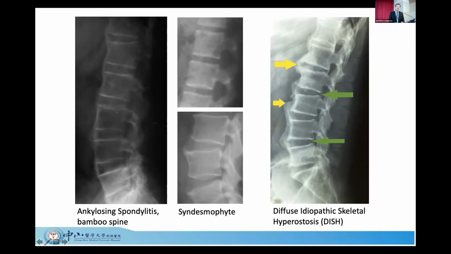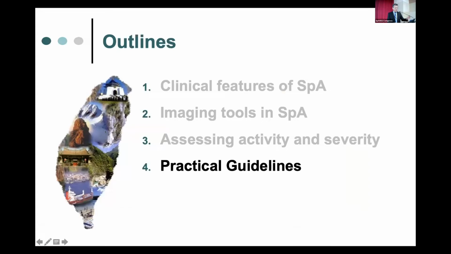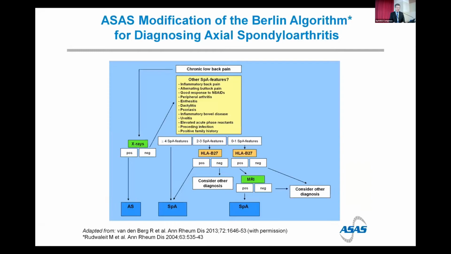So finally, I'll give you some practical guidelines for clinical and image diagnosis. So I like ASAS because ASAS is still the world collaboration in axial SpA and also peripheral SpA. They published the guideline for clinical diagnosis. So for a patient with chronic back pain, you just do the X-ray. If you can see clearly bilateral grade 2 or unilateral grade 3, then you can make a diagnosis of AS.